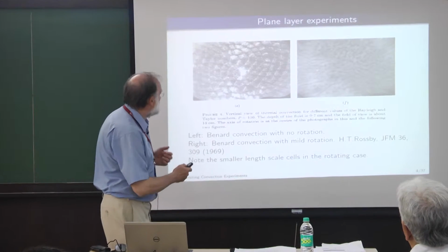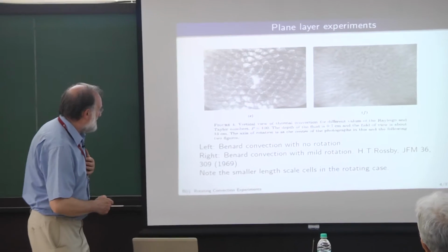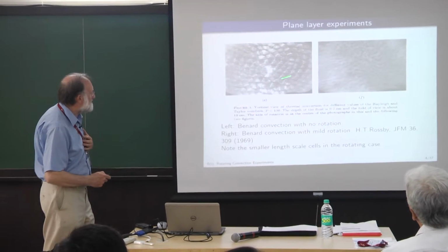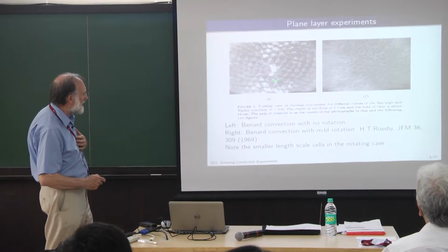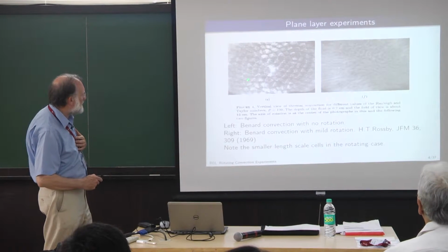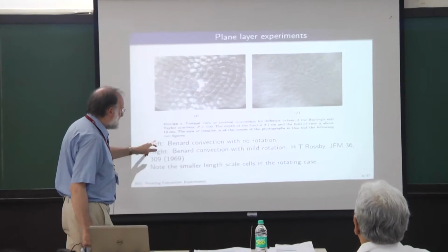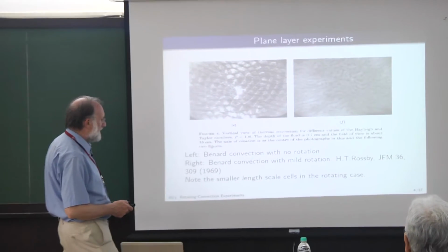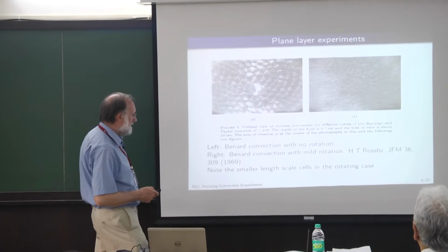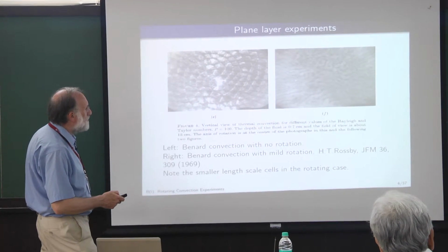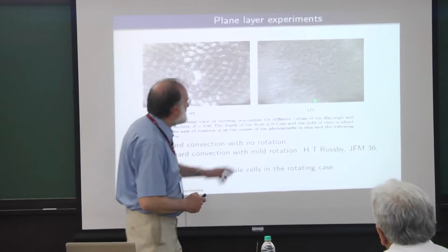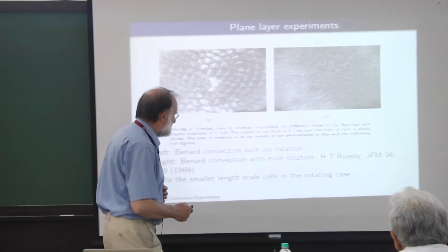That's a picture of what happens in an experiment. On the left is Bénard convection with no rotation. That's the cellular pattern that you get if there's no rotation. That's in Mercury, I think. Yeah, I think so. This one, on the other hand, is what happens when there's a fairly mild rotation.